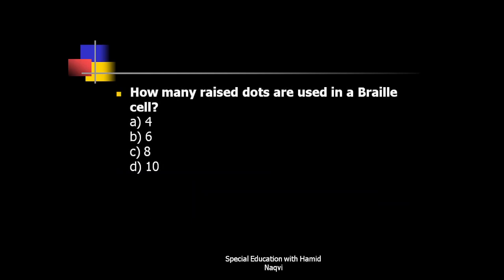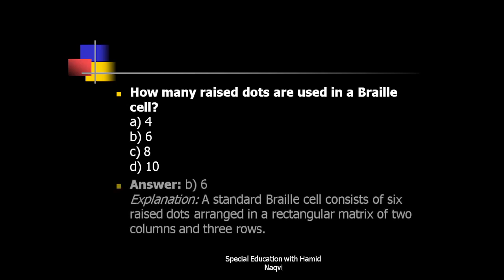How many raised dots are used in Braille? 4, 6, 8, 10. Answer 6. The standard Braille cell consists of 6 raised dots arranged in a rectangular matrix of 2 columns and 3 rows.